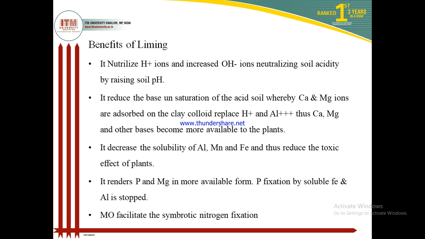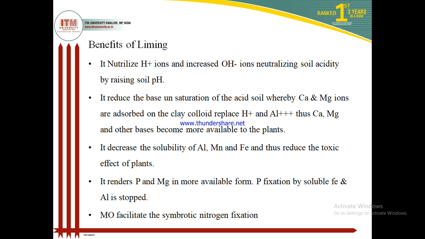Benefits of liming. It neutralizes H ions and increases OH ions, neutralizing soil acidity by raising soil pH. It reduces the base unsaturation of the acid soil, whereby calcium and magnesium ions are adsorbed on the clay colloid and replace H and OH ions. Thus calcium, magnesium and other bases become more available to plants.